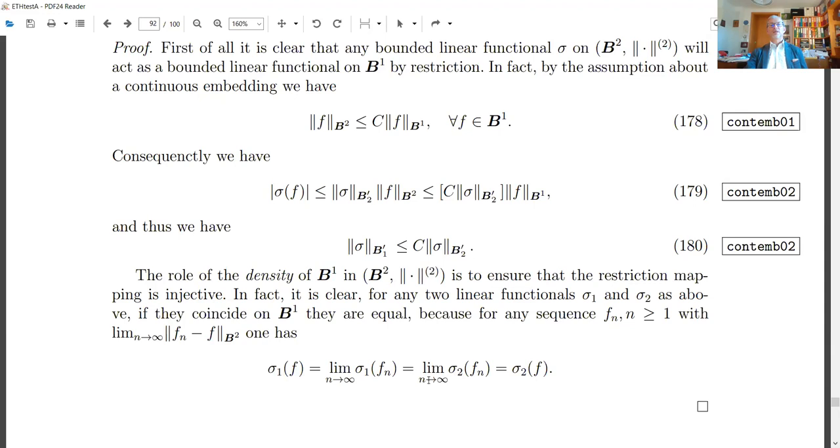But because of the density, you can give me any F in the big space, you approximate Fn in the big space, and because it's a linear functional, you can approximate it and you get sigma 1 of F, but on the right-hand side, you get sigma 2 of F. So two linear functionals, which are bounded continuous functionals, are equal as functionals in the large sense if and only if they are coinciding on a dense subspace.